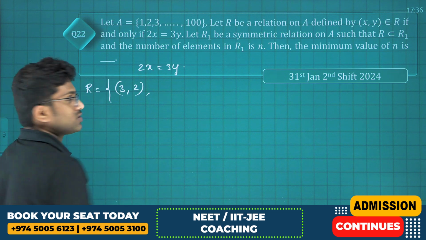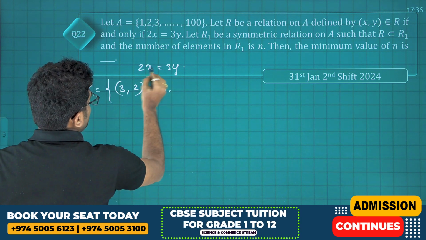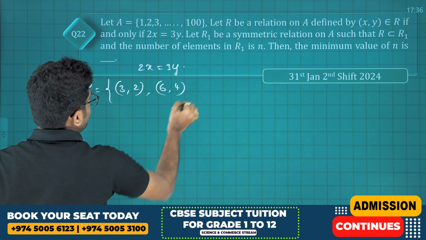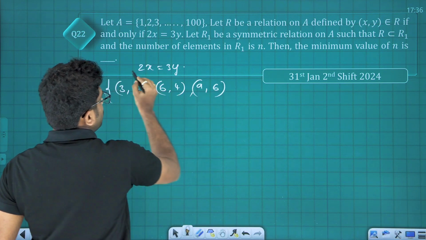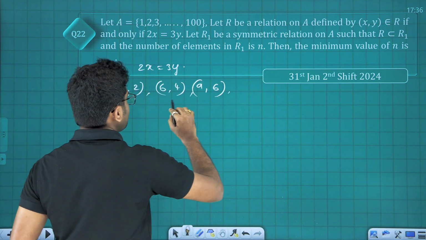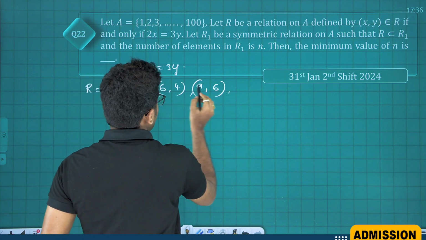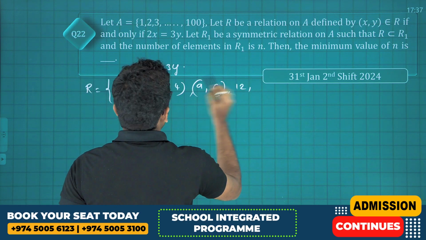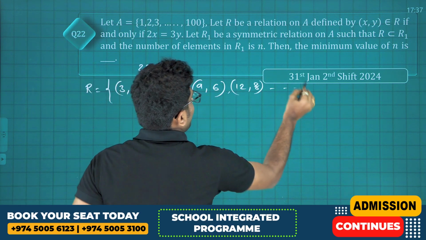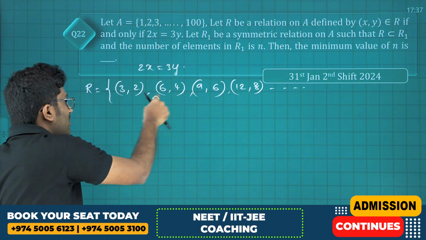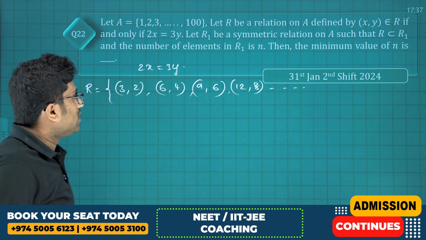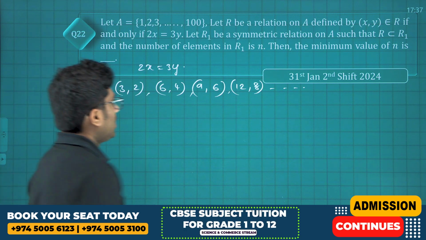If x is 3, y is 2. If x is 6, 2 6s are 12, 3 4s are 12. 9 comma 6: 2 9s are 18, 3 6s are 18. Next, 3 comma 2, 3 comma 3, 3 4s are 12, 2 4s are 8. In this way you can keep going. In each ordered pair, the first elements will be multiples of 3, the second elements will be multiples of 2, and so on.